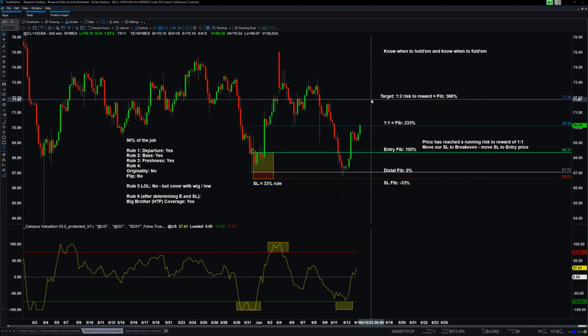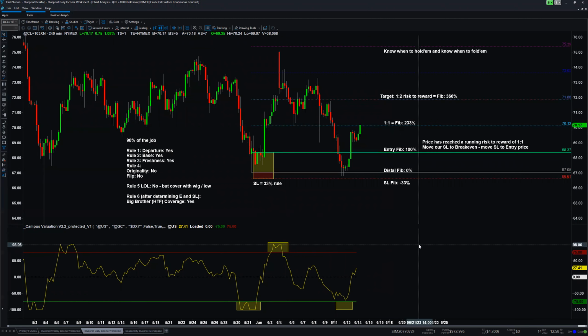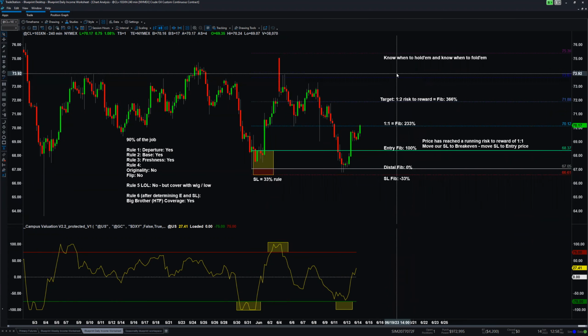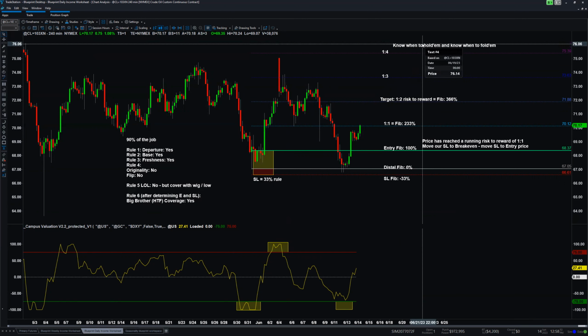But let's say I want more. I want a 1 to 3 and a 1 to 4 as well. Well, a 1 to 3 would be 499, and a 1 to 4 would be 632. Am I correct? So now I have a 1 to 3 if price goes here, and a 1 to 4 if price goes there.